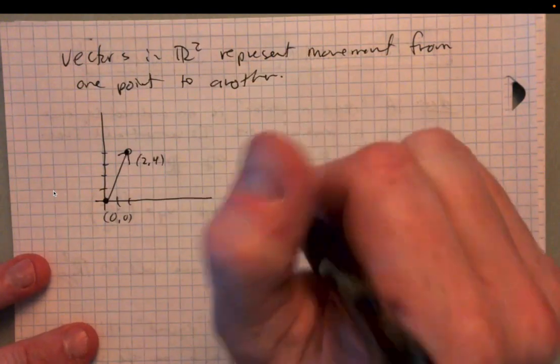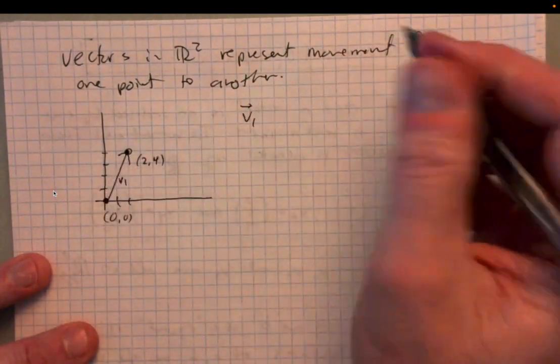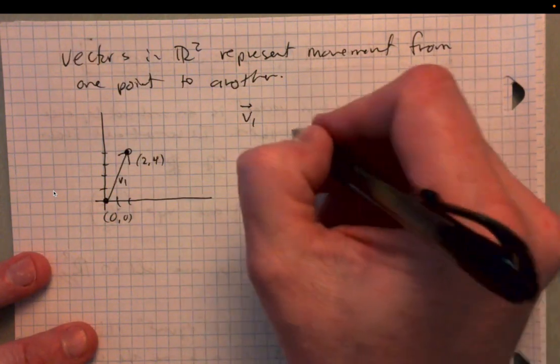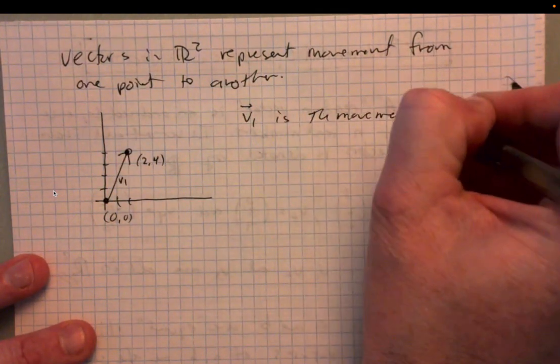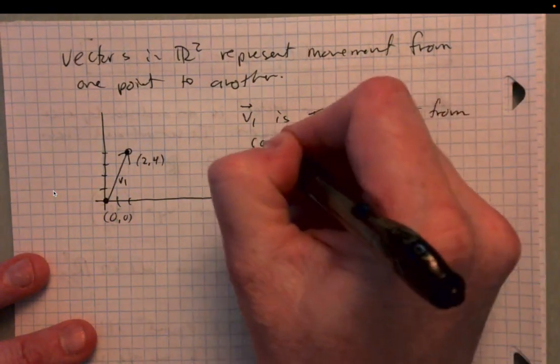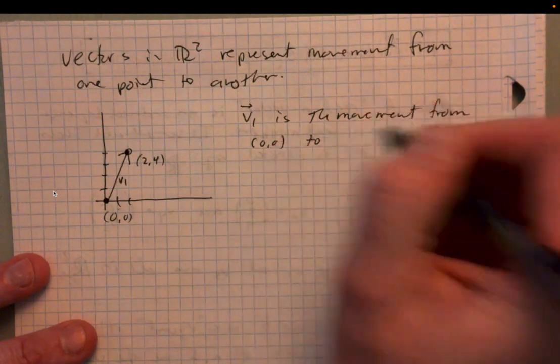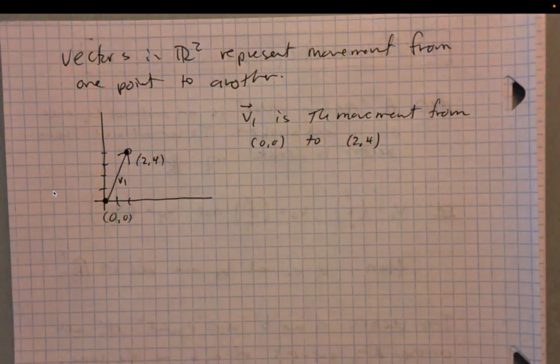So this will be V1. So V1 is the movement, can be thought of as the movement from 0, 0 to the point 2, 4 in the plane.